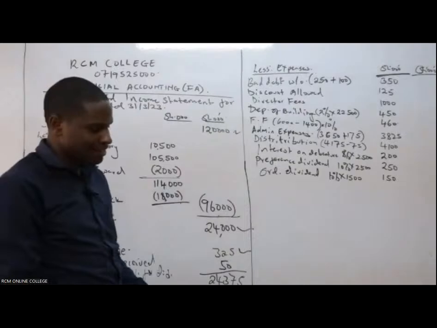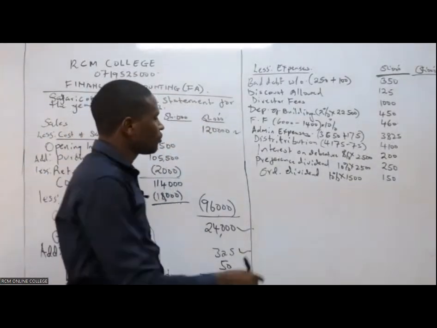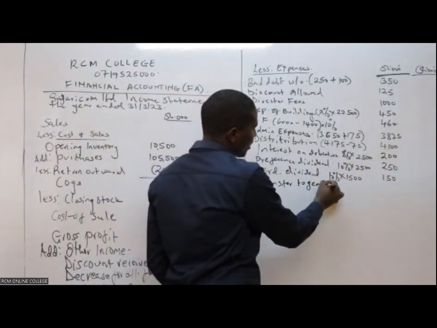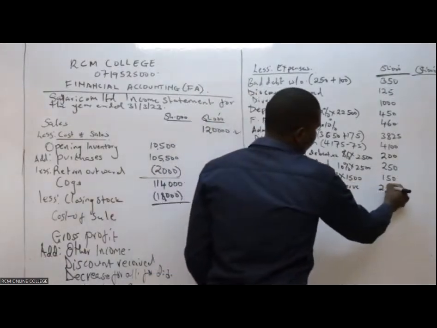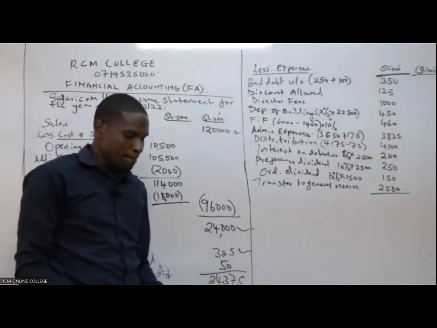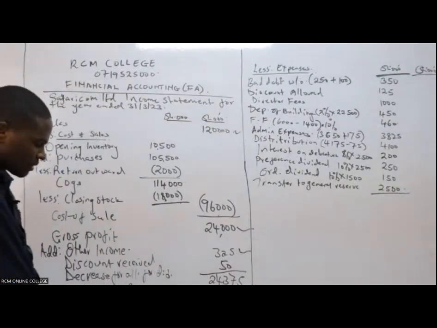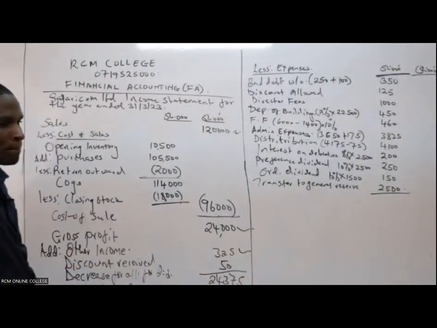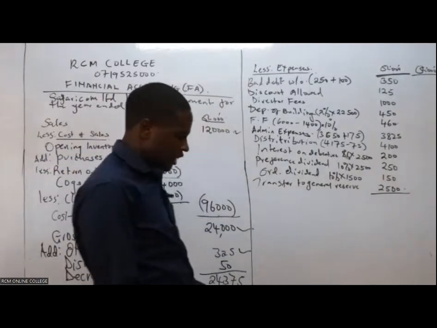At last, in fact, the last thing, there was something that was transferred to the general reserve. Transfer to general reserve, which was 2500. That one was just direct 2500. And then you have to add for me and tell me what will be our total expense, so that we are able to subtract from the total profit and get the net profit.